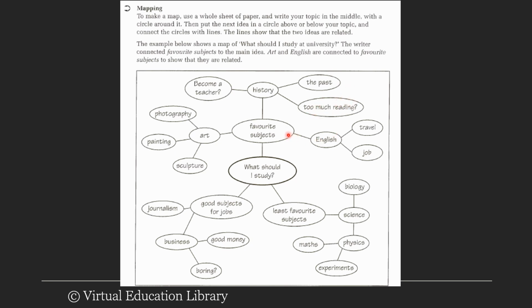Then if he or she is learning about English, then there are more chances of traveling and jobs. And if he or she is learning about art, then there are more chances to pursue a career in photography, painting, or sculpture. So that's how you make a mind map, and it is very interesting. You see how different ideas are connected and how sub ideas are coming up from other ideas.